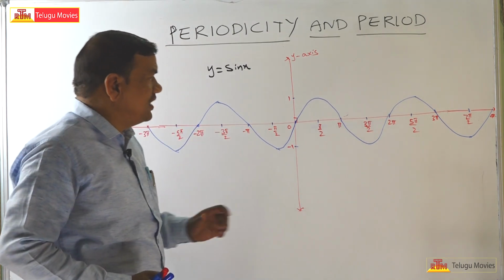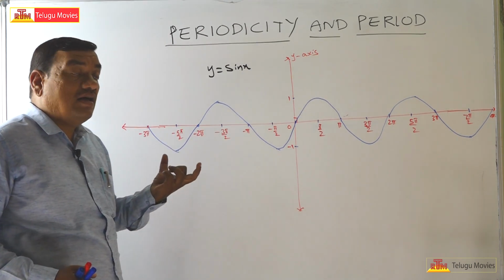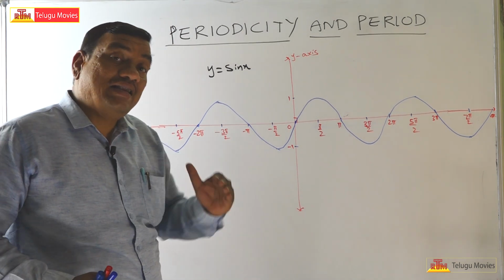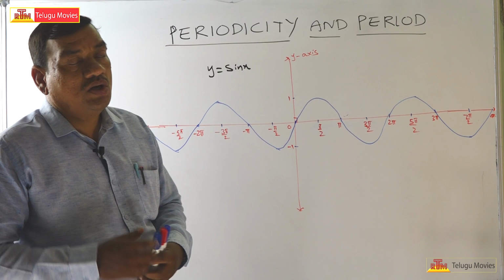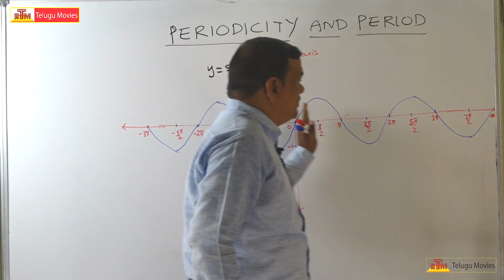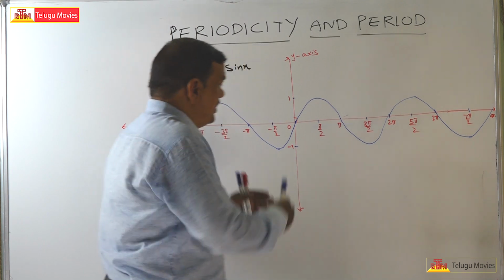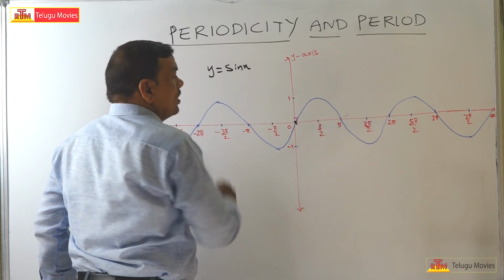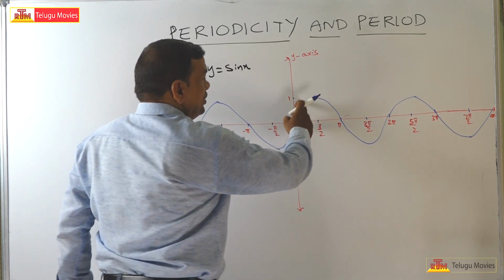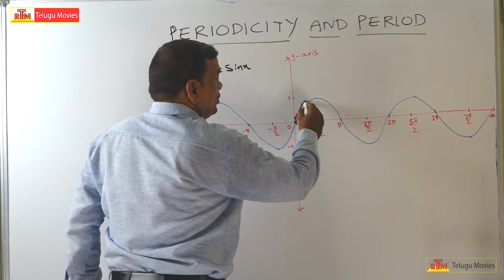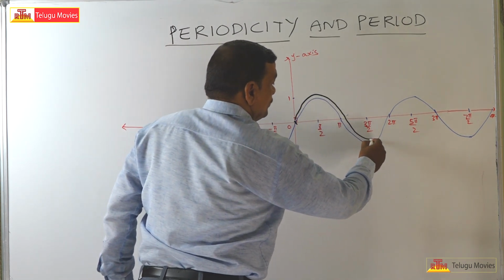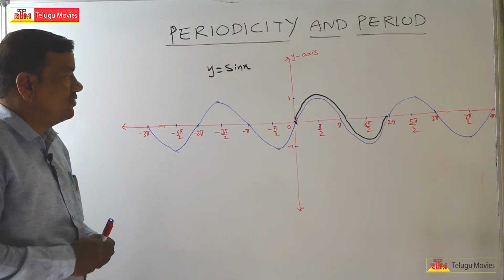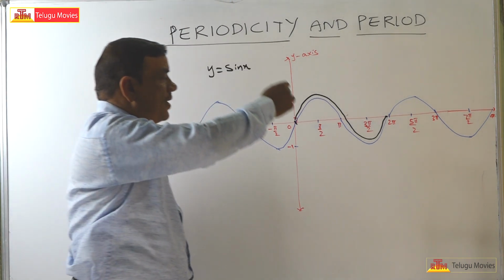Here also, observe in which interval the graph is regaining its original shape. First I will explain with the positive direction, afterwards I will come to the negative direction. From the origin, from 0 onwards, 0 to pi, pi to 2 pi. See here, up to here, that is one shape. Understand? That means up and down.